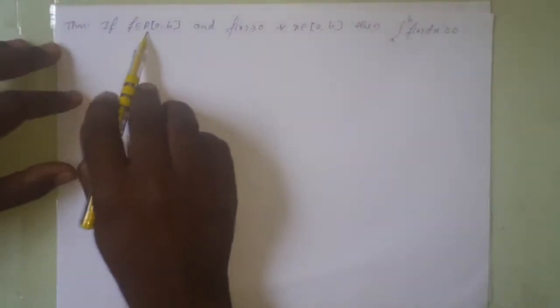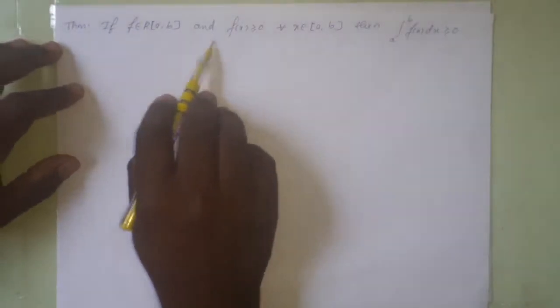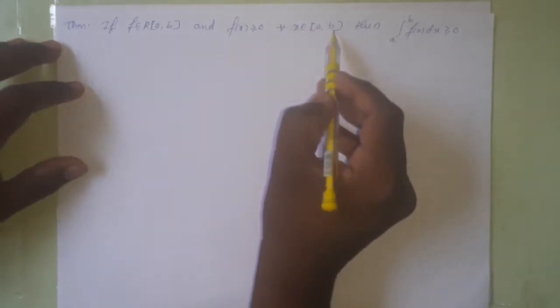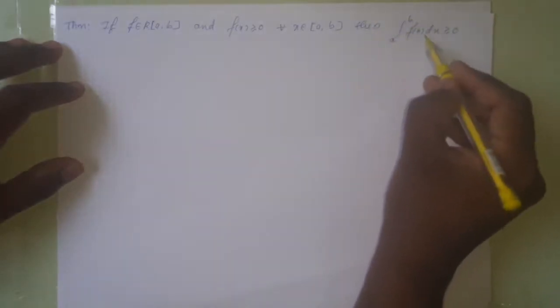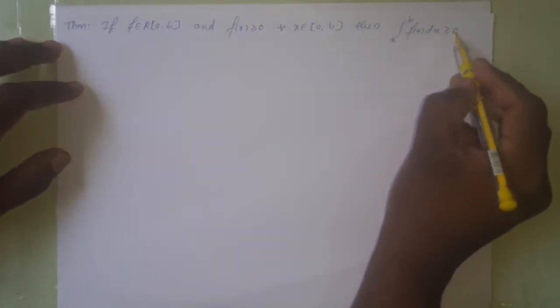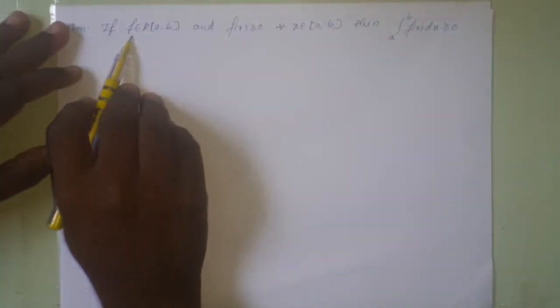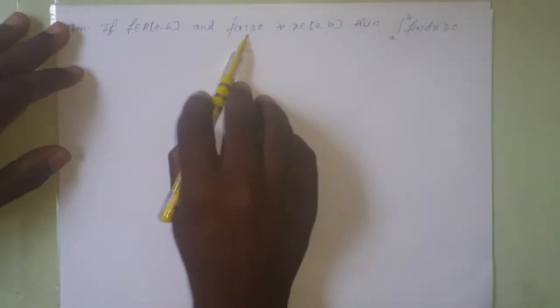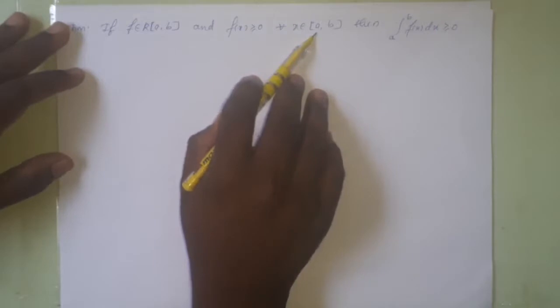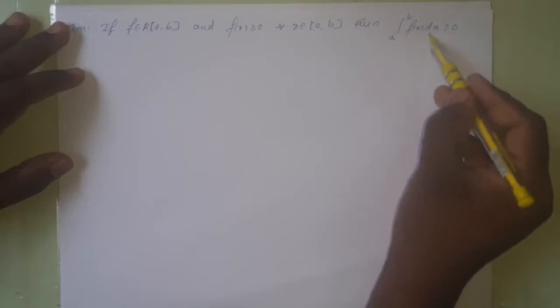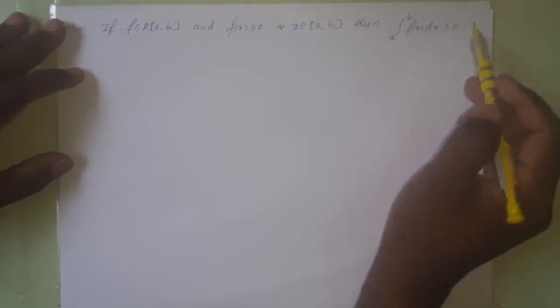The next theorem is, if f belongs to R of closed interval [a, b] and f(x) is greater than or equal to 0 for all x belonging to the closed interval [a, b], then the integral from a to b of f(x) dx is greater than or equal to 0. So, here if f is a Riemann integrable function and f is positive for all the values of x in the interval [a, b], then we need to show that the Riemann integral, that is the integral from a to b of f(x) dx, is also positive.